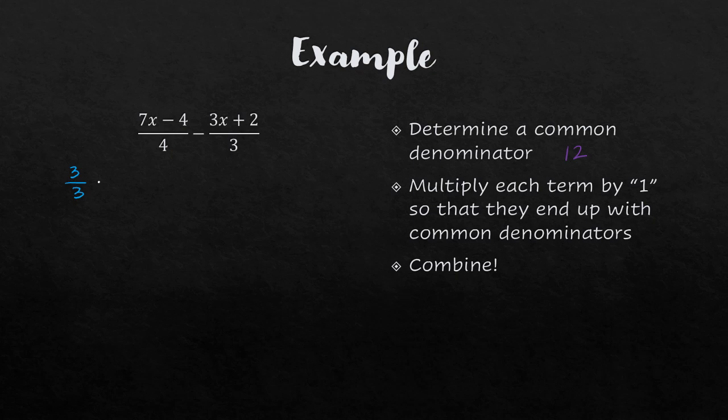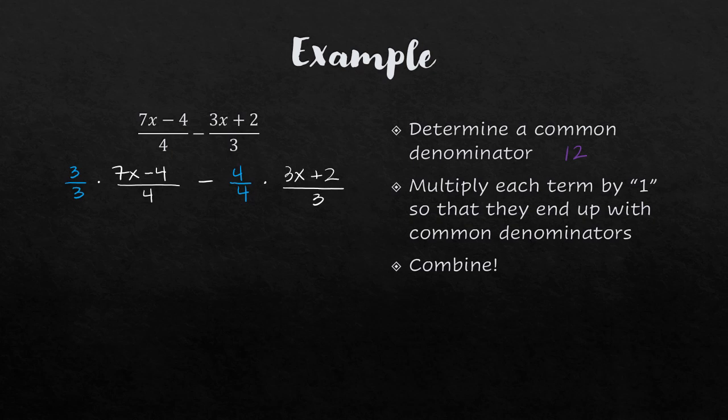So when we multiply (7x minus 4) over 4, we can see our denominators are going to get to 12. So then, let's see, we will subtract the next term. And what do we need to multiply that next term by to get the denominator of 12? We need to multiply by 4 over 4. So we're multiplying by that (3x plus 2) divided by 3.